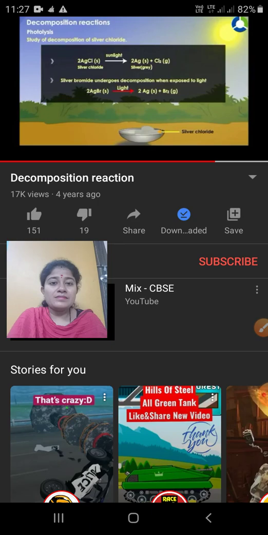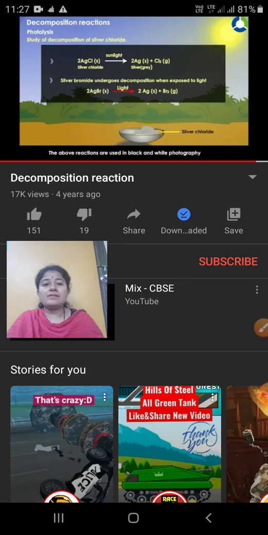Silver bromide undergoes decomposition when exposed to light. Silver bromide, 2AgBr, when exposed to light gives 2Ag, silver, and bromine, Br2. The above reactions are used in black and white photography.